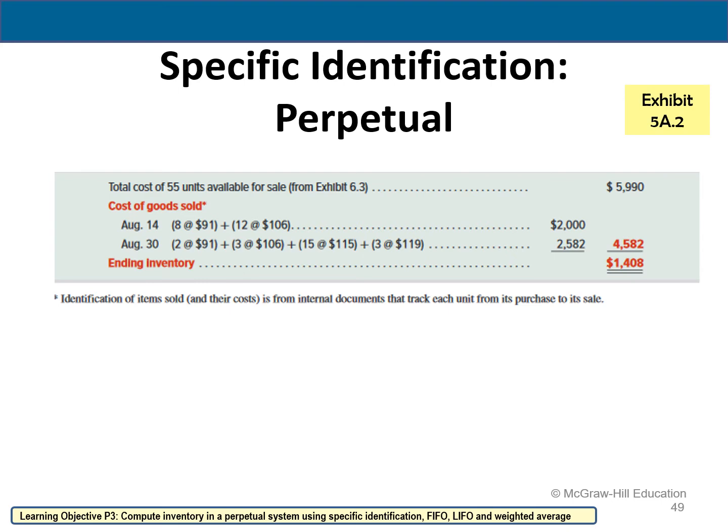So this example is the exact same as the periodic system. We sold 8 units that cost us 91, 12 units that cost us 106, so that's a 2,000. 2 at 91, 3 at 106, 15 at 115, and 3 at 119. So that's 2,592 of cost of goods sold. Add up those, you get 4,582 of cost of goods sold, which means your ending inventory must be 1,408. Okay.